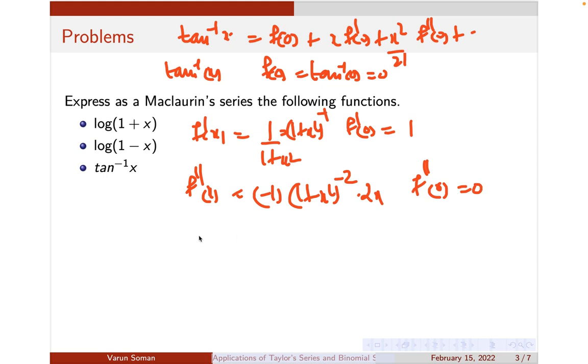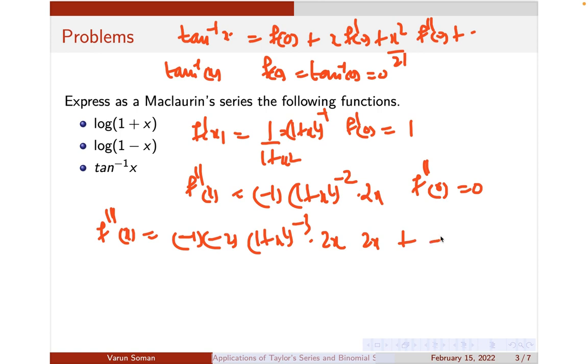So you have to be careful while doing the computations here, because there are so many terms coming. So again, f triple dash of x would be, it's a product type thing. So basically be careful. So it is minus 1 into minus 2 into 1 plus x square raised to minus 3 into 2x, into again 2x factor is there. Plus, using the product rule, minus 1 into 1 plus x square raised to minus 2 into 2.